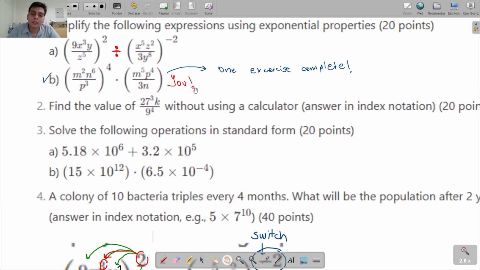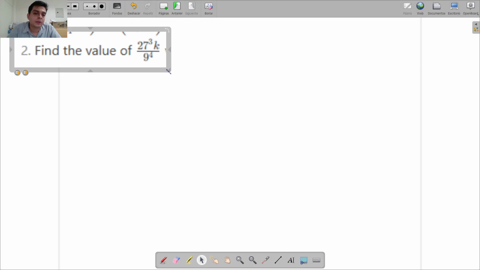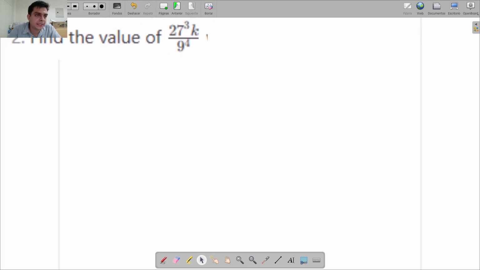Okay? So with that said, let's continue. In number 2 here, you don't have to use a calculator for this exercise. The K here is a mistake. Find the value of 27 to the power of 3 over 9 to the power of 4. This I will explain as a review for tomorrow.